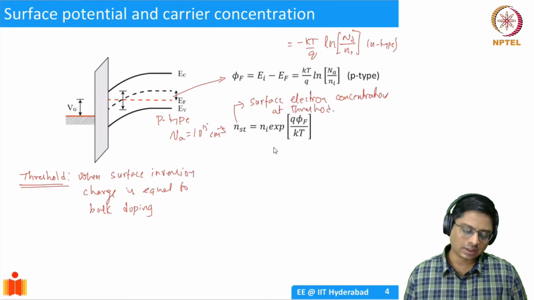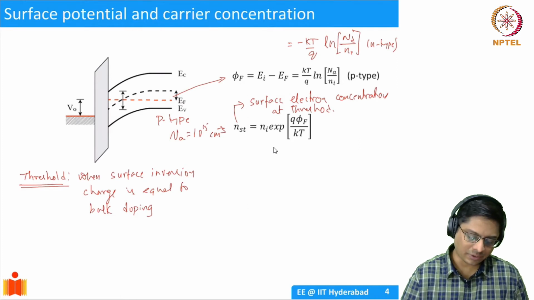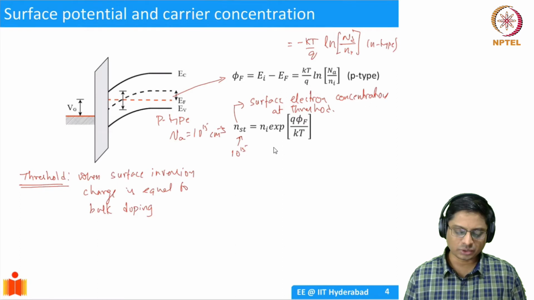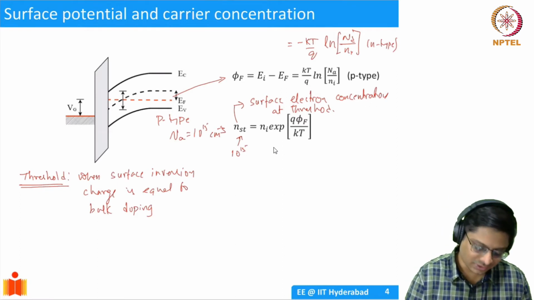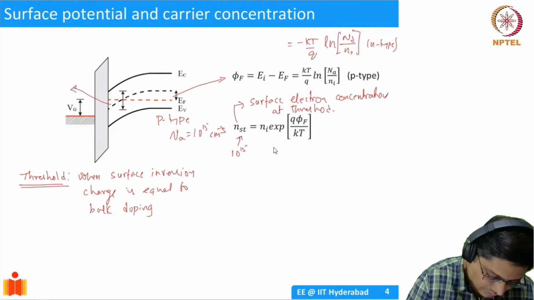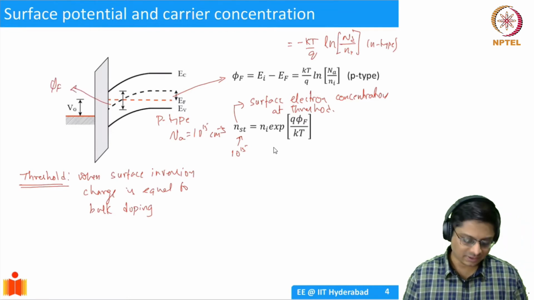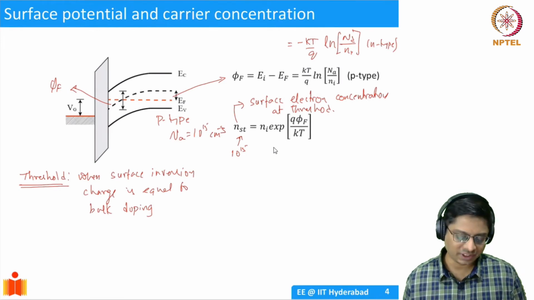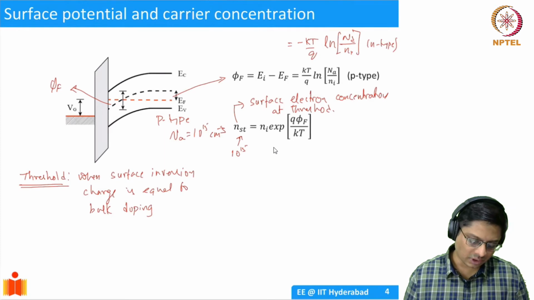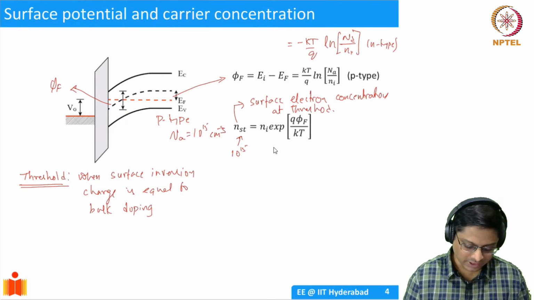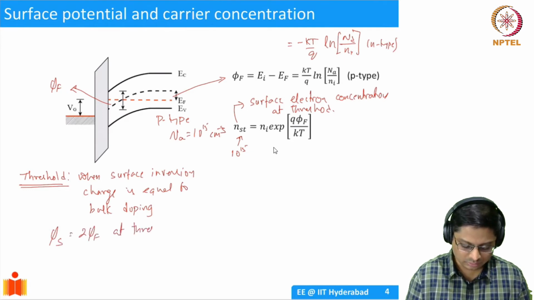So what should that be? Well, if your substrate has a 10 power 15 doping, this has to be 10 power 15. And then you solve what is phi f. Okay. It turns out that it is the same phi f here. So for example, here, this should be phi f. When the distance of the Fermi level from EI is phi f, that is when we reach threshold. We say we reach threshold. Okay. So the overall surface potential is going to be phi s equal to 2 phi f at threshold.